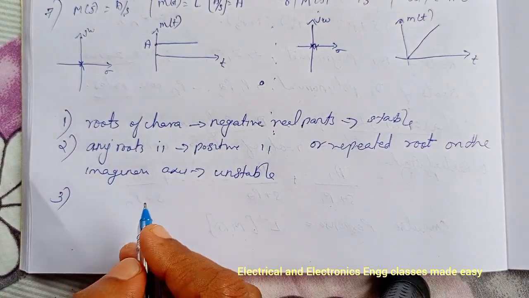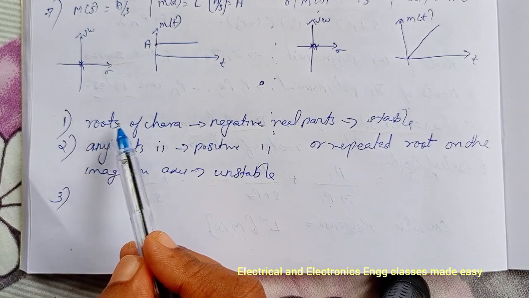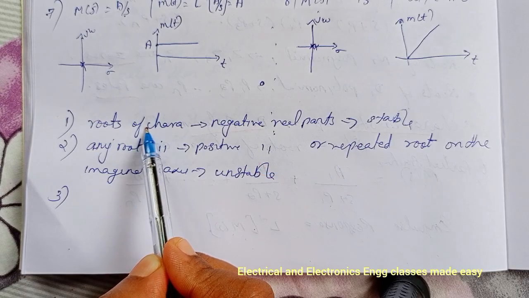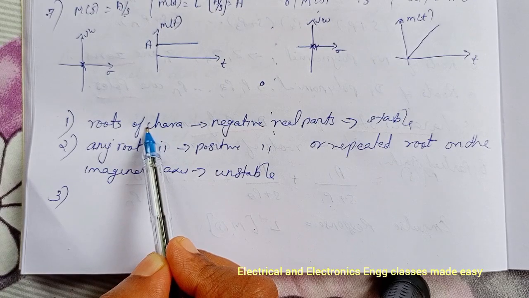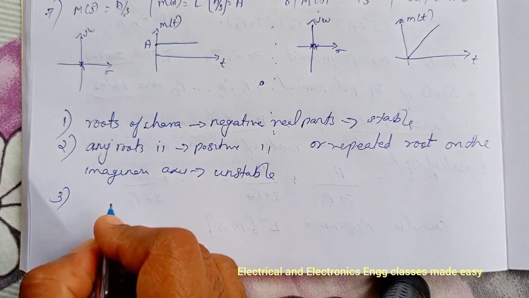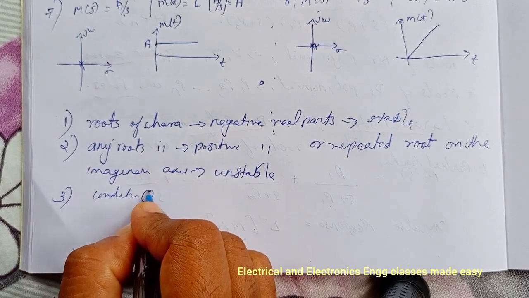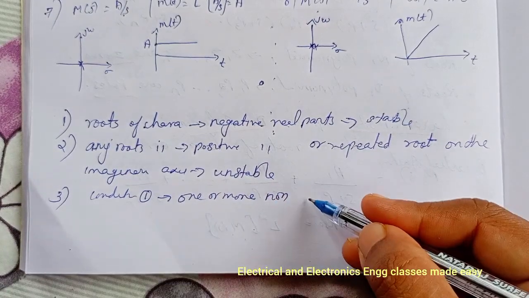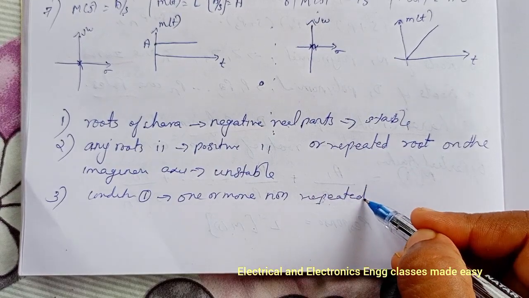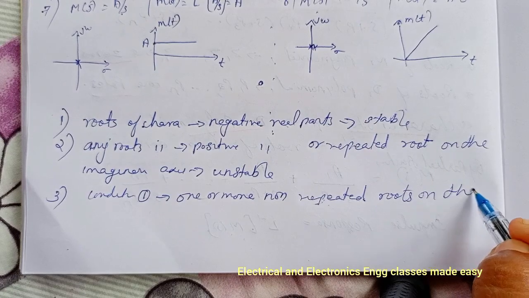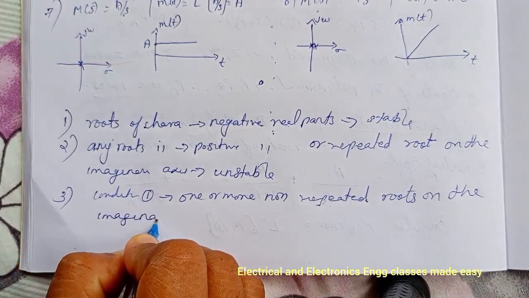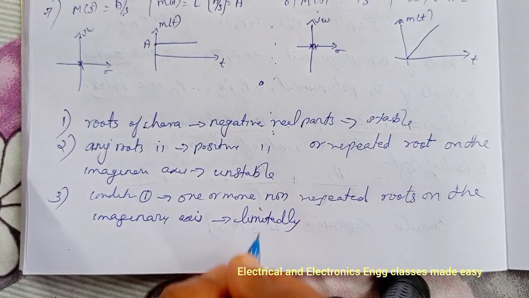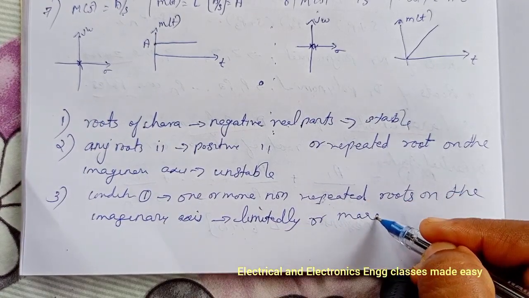Then the third one is, if condition 1 is satisfied except for the presence of one or more non-repeated roots on the imaginary axis, then the system is limitedly or marginally stable. So condition 1 and one or more non-repeated roots on the imaginary axis, then the system is limitedly or marginally stable.